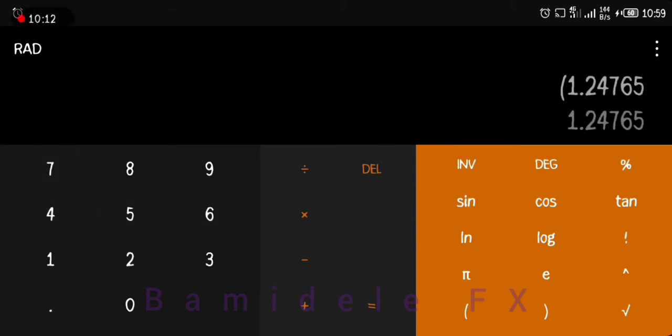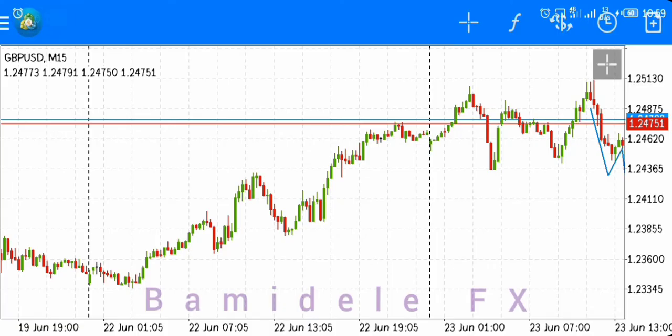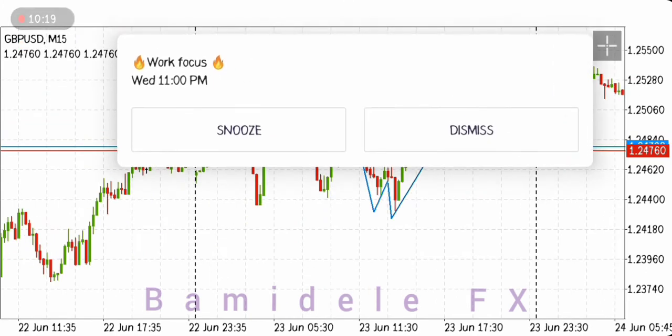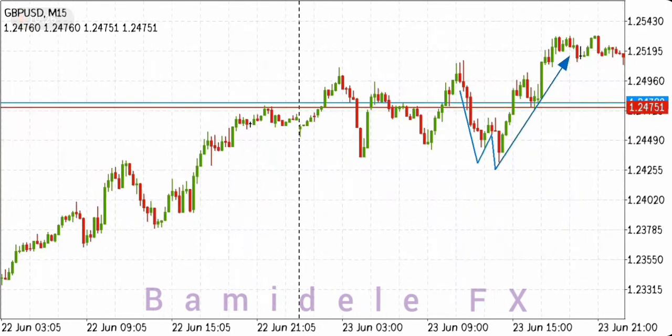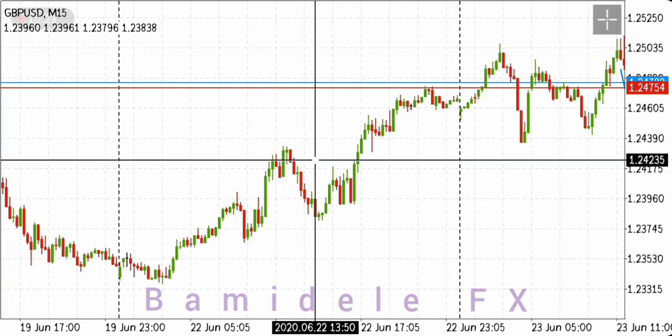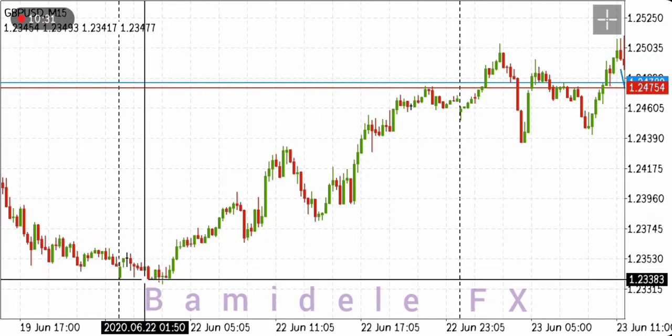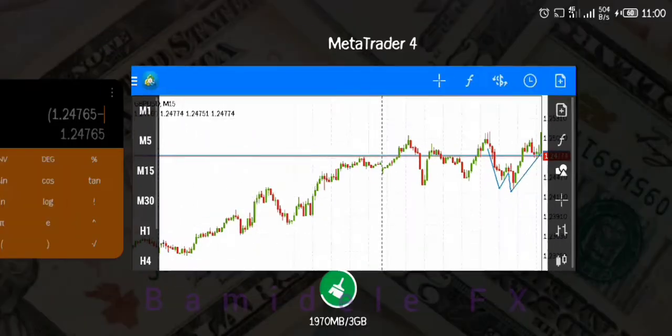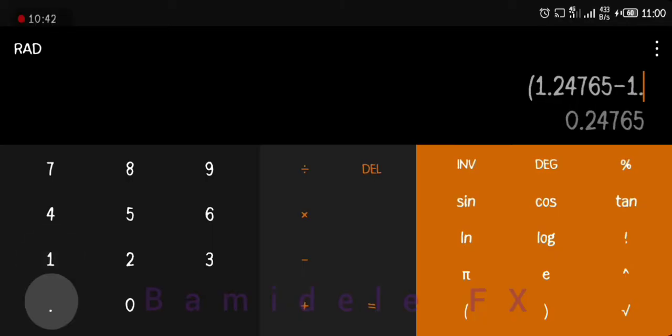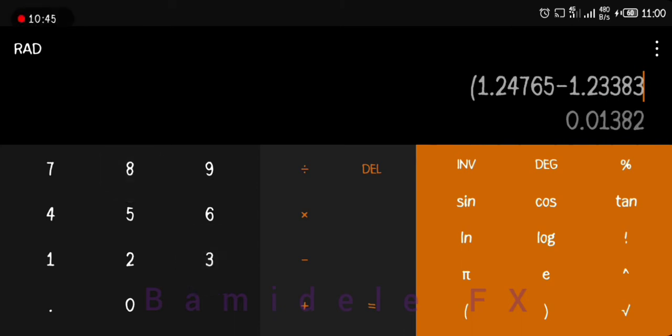1.24765 minus the lowest point of the price for that day. The lowest point of the price for that day, on June 22nd, is 1.23383. Okay, so you put that down, minus 1.23383, close the brackets. That is for a Monday.